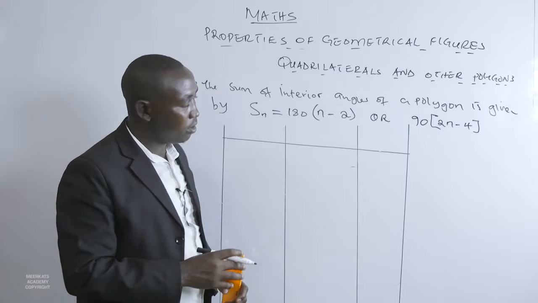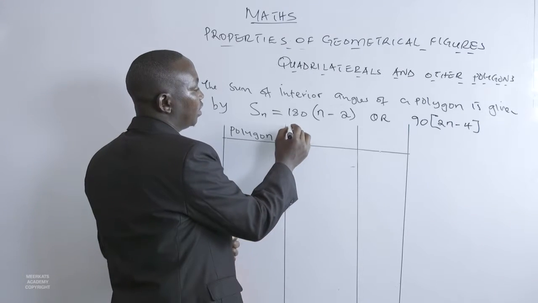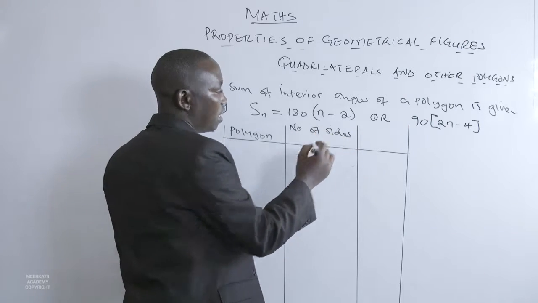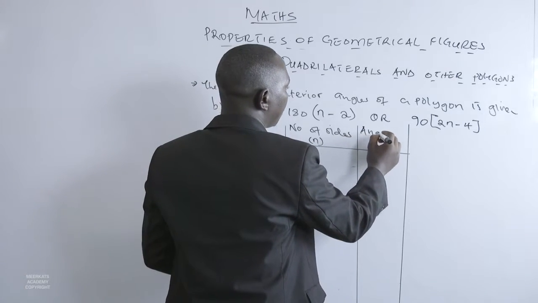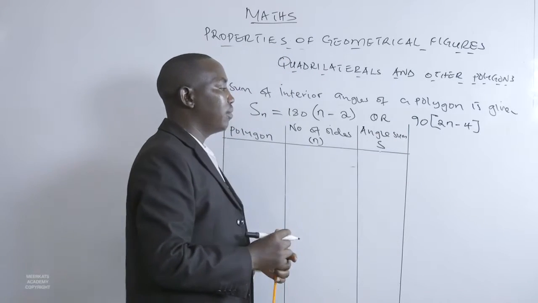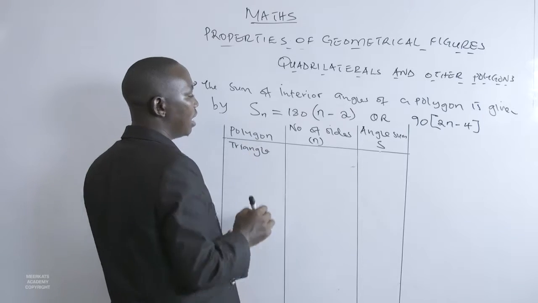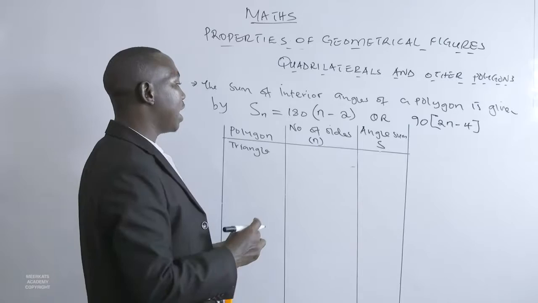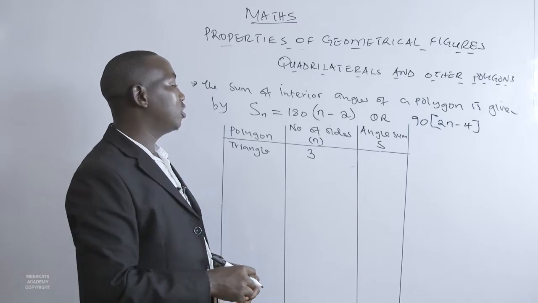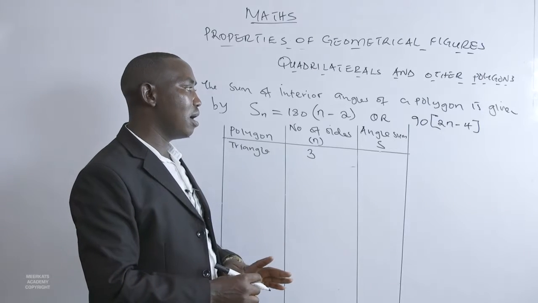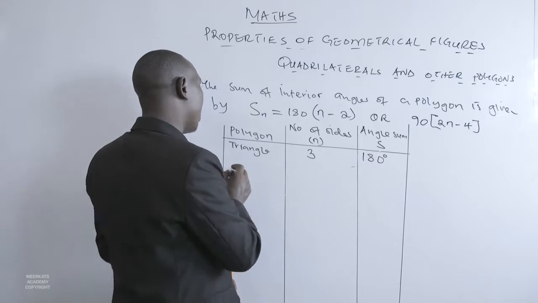So we have that table where we shall have the polygon on the first column, the number of sides constituting that particular shape, and then the angle sum, which is S. Now the first polygon which we have been able to look at is the triangle, and for the triangle we have said it has got 3 sides and it has got only one right angle, and that means the sum of its interior angles will be 180 degrees.